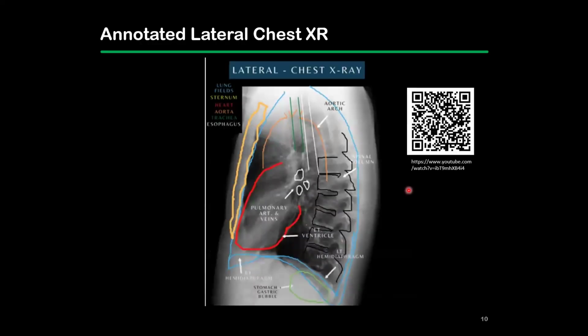So here's another marked up lateral chest x-ray that shows you some of the other anatomic structures that are present, including the stomach bubble. And again, another QR code if you want to see the YouTube video that this was taken from.